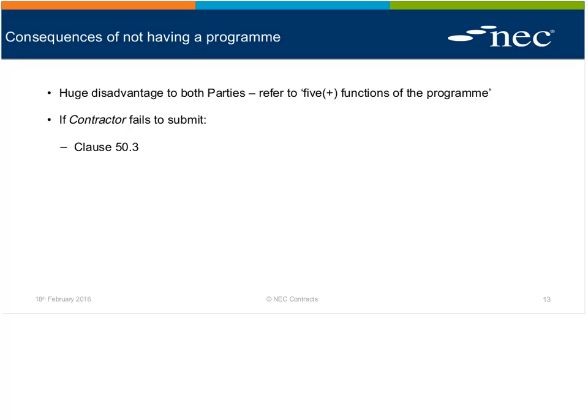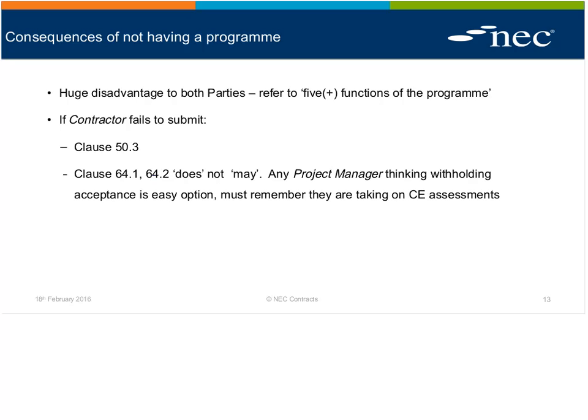So if the contractor fails to submit, we've got clause 50.3, which is a neon sign. If you're operating that, then you're in a bad place. We don't really want to be going there. So this is the one where you withhold 25%, etc., etc. No excuse there. Don't let that happen.